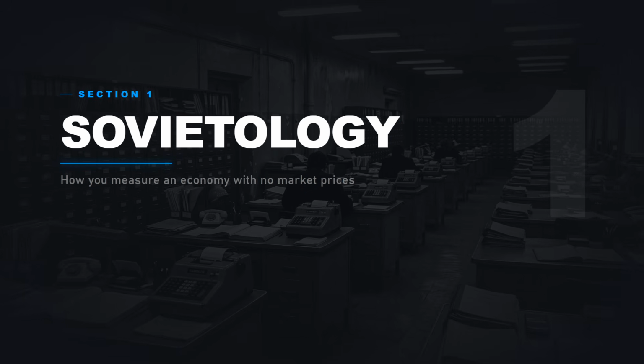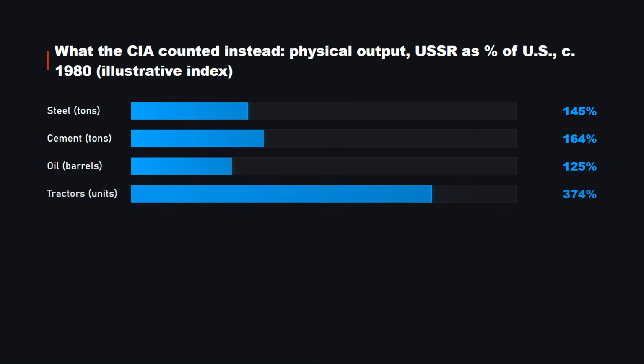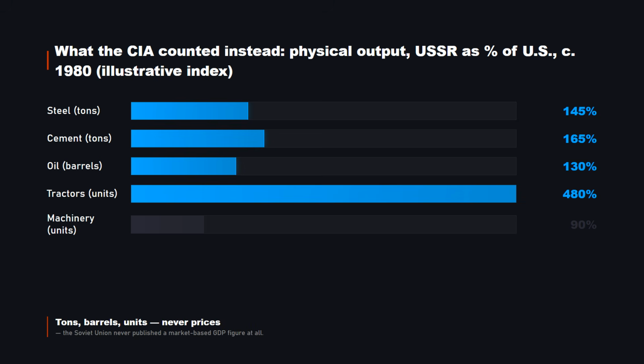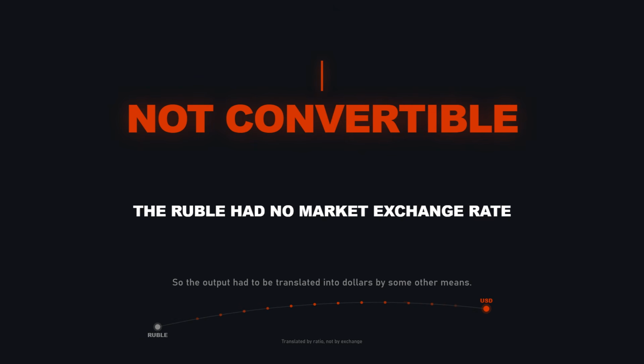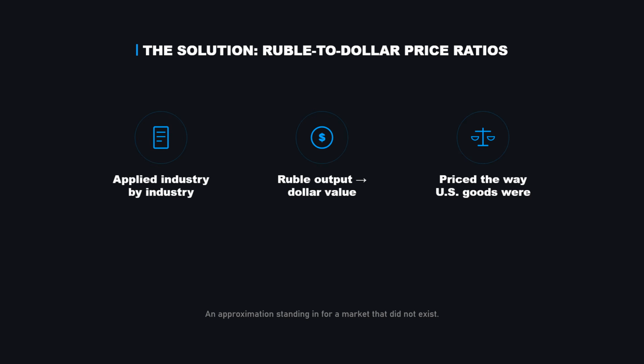The CIA's estimates came out of a discipline sometimes called Sovietology, and within the agency, the Office of Soviet Analysis, which spent decades building physical output indicators for the Soviet economy. Tons of steel, barrels of oil, units of machinery, tractors, cement. Because the Soviet Union never published a market-based GDP figure, and the ruble was not convertible at any market rate, analysts needed a method to translate ruble-denominated output into dollar terms. Their solution was a set of ruble-to-dollar price ratios, applied industry by industry, meant to approximate what Soviet goods would cost priced the way American goods were.